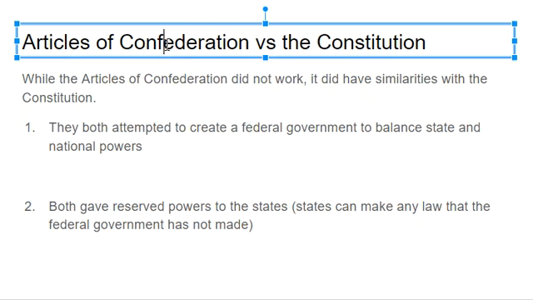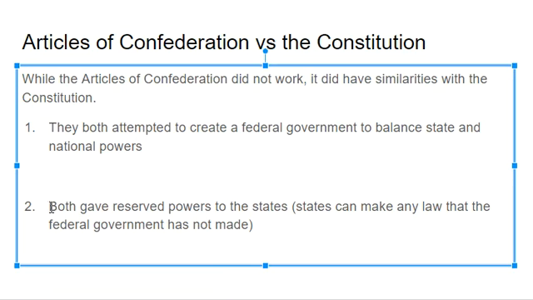And the Articles of Confederation, while they didn't work, were similar to the Constitution. And they are similar because they both attempted to create a federal government to balance state and national powers, and they both gave reserve powers to the states. So once again, that just means states can make any law that the federal government has not made.